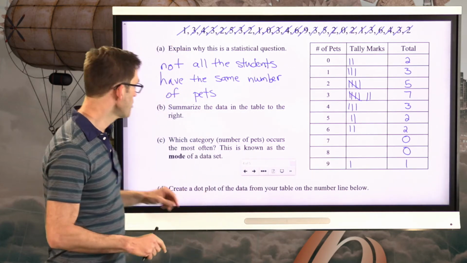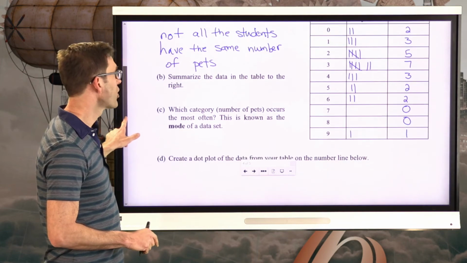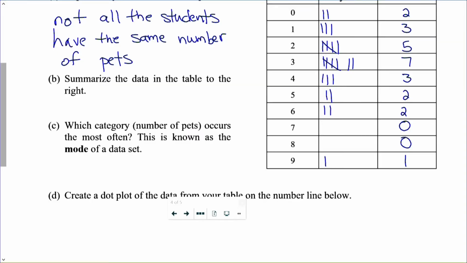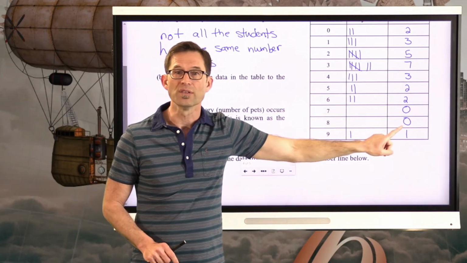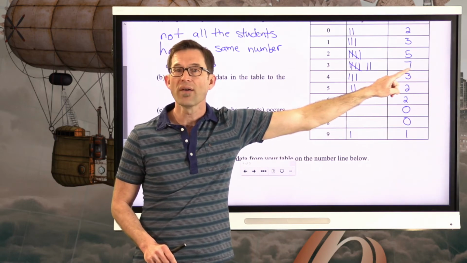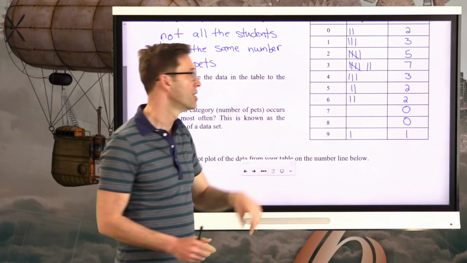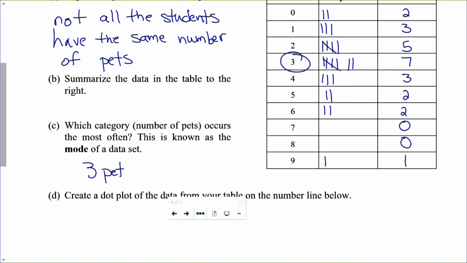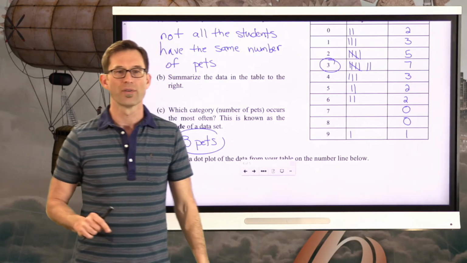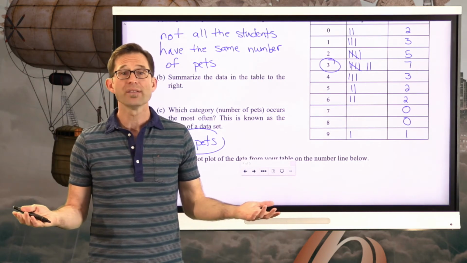And then we could even bring in the first of our statistical measures, letter C. Which category, number of pets, occurs the most often? This is known as the mode of the data set. Well, that's pretty easy, especially once we have it in this table form, because I just look at these totals and I go, oh, well, 7 people had 3 pets. So this, right, is the mode. The mode is the data point that shows up the most often. All right? It's a statistical measure.